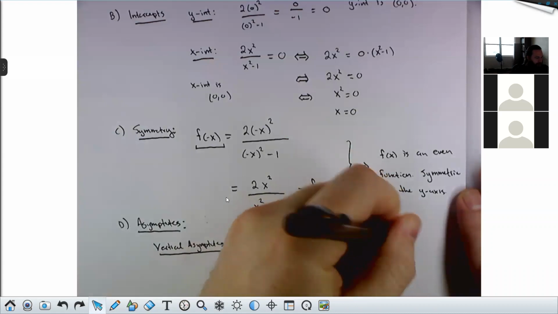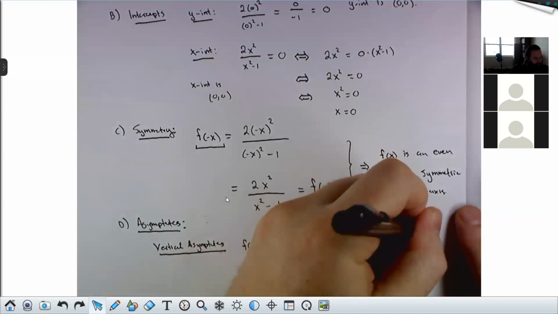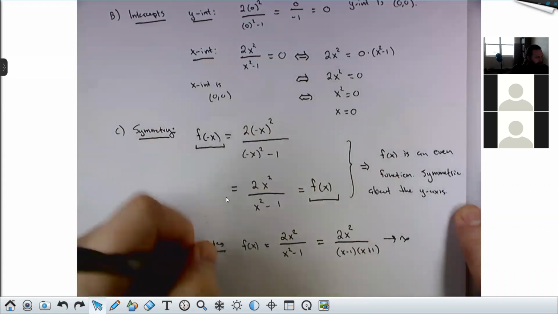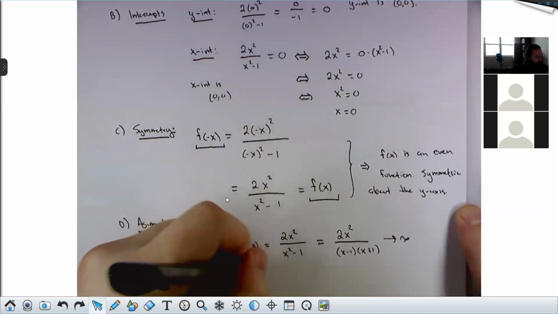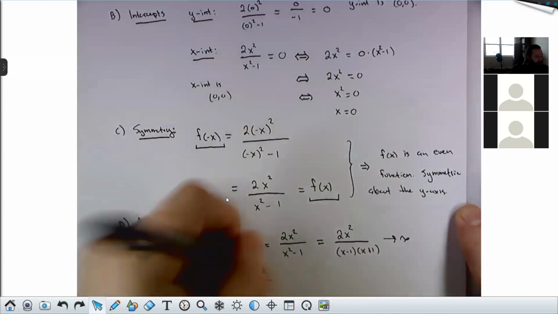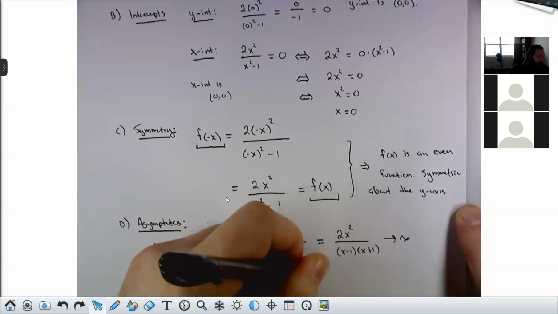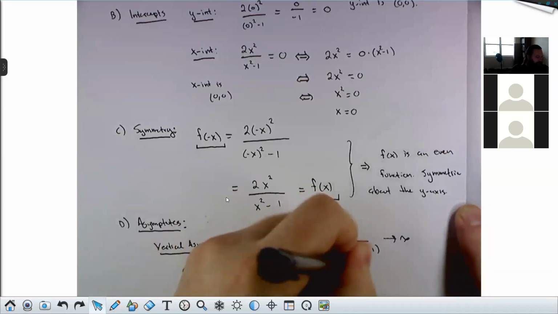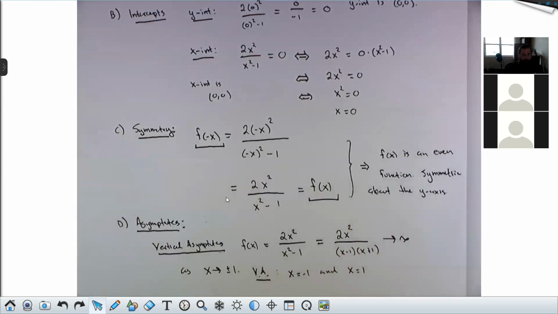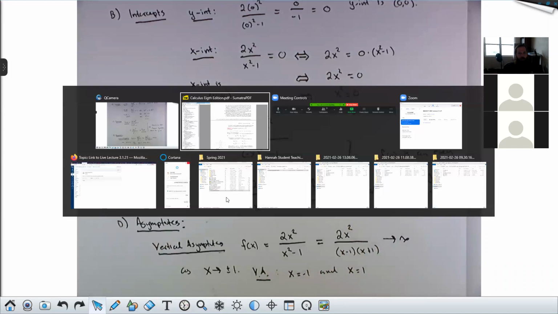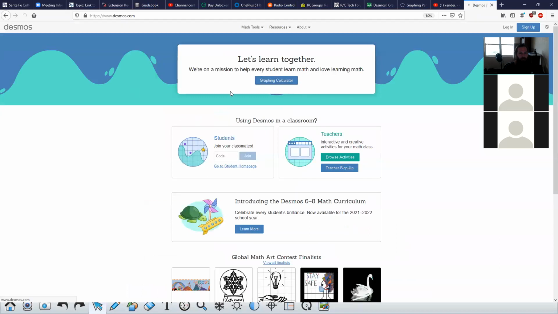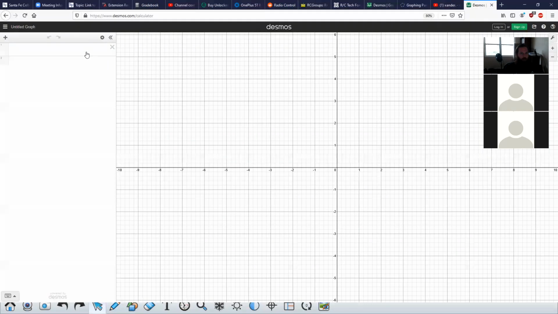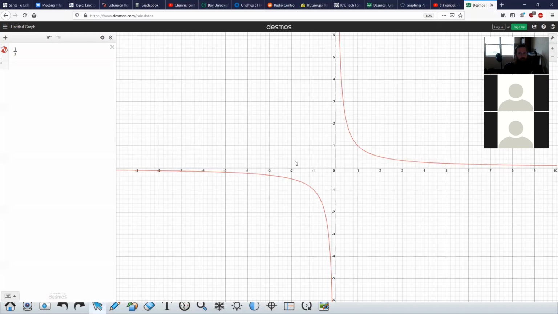So this goes to infinity as x goes to plus or minus 1. So we have vertical asymptotes at 2 spots: x equals -1 and x equals +1. The picture in your head should be 1 over x. We all know that 1 over x blows up at 0, where the bottom goes to 0.